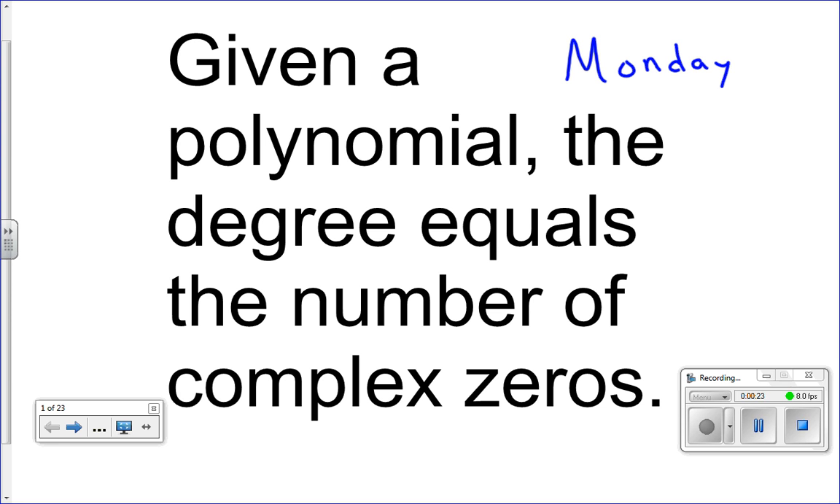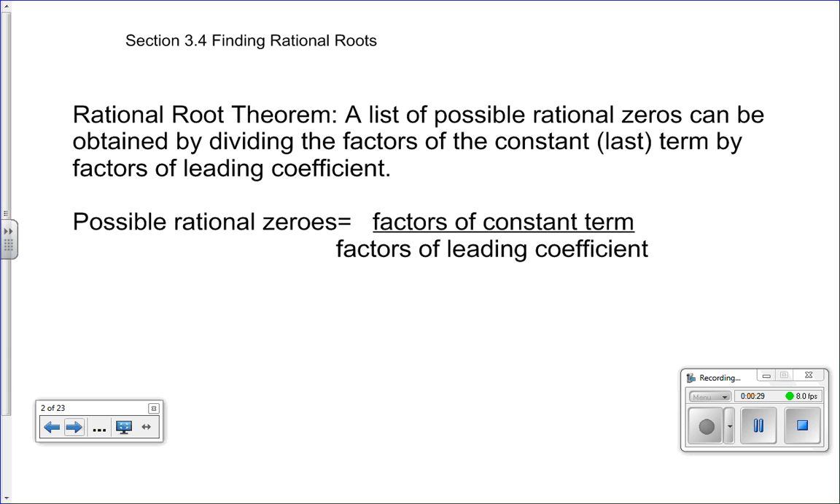Given a polynomial, the degree equals the number of complex zeros. Let's add one more tool to our solving equation belt. That tool is this, the rational root theorem. And here's what it says.